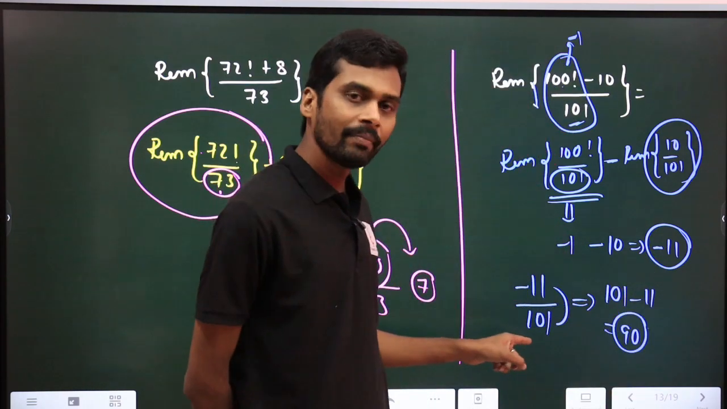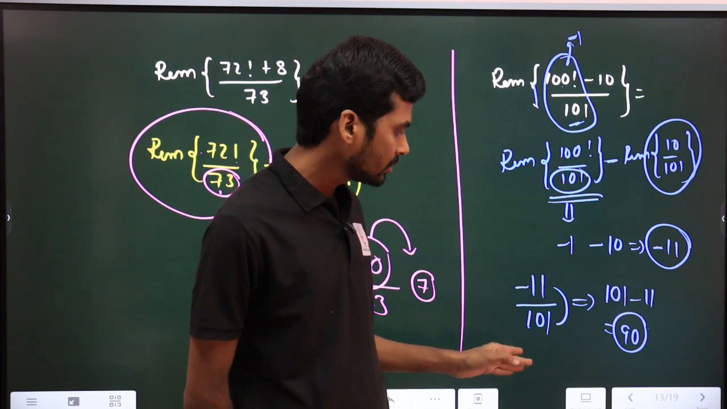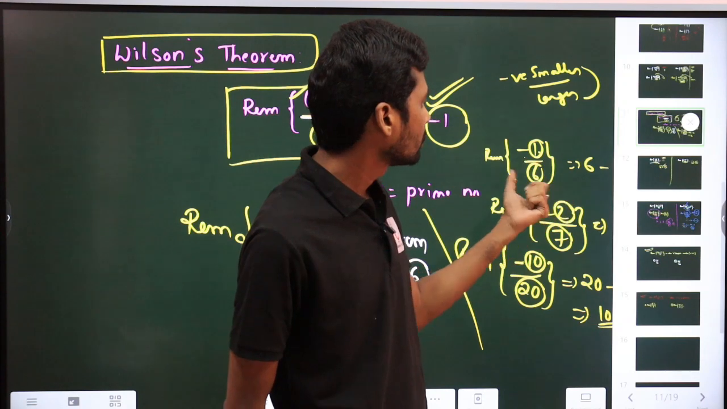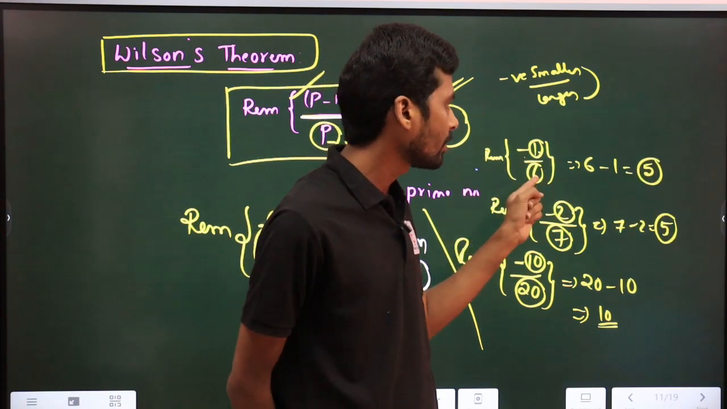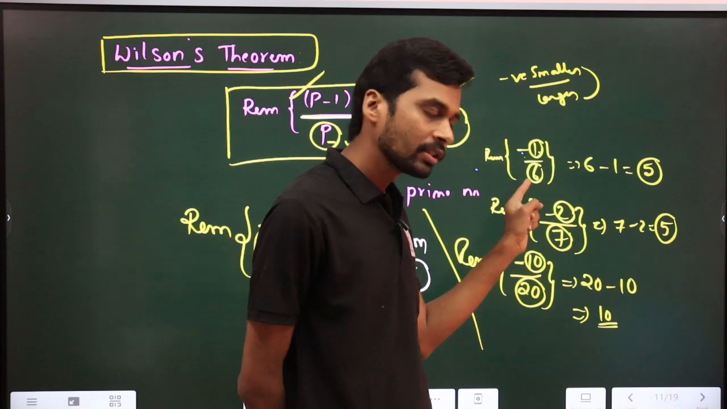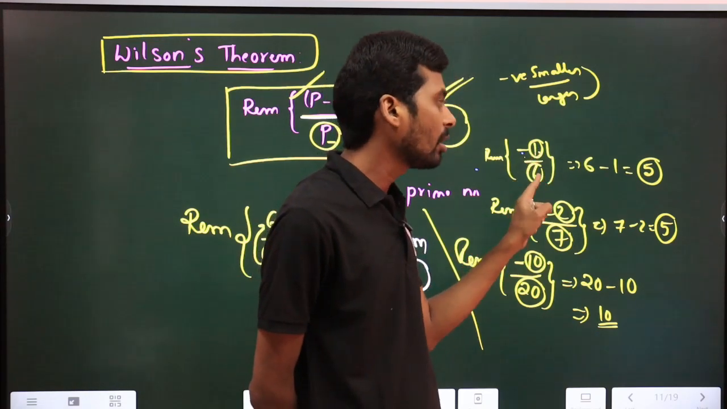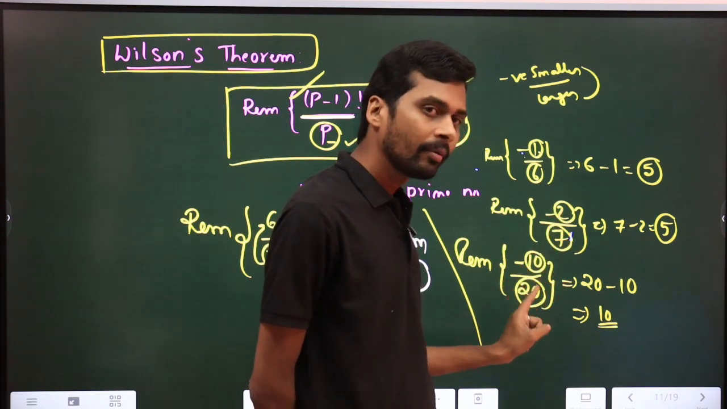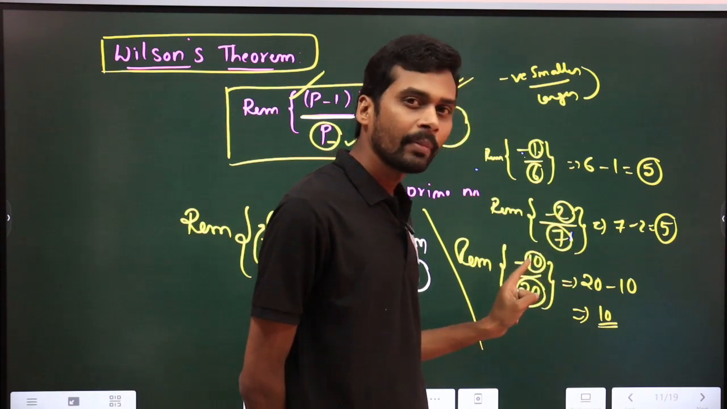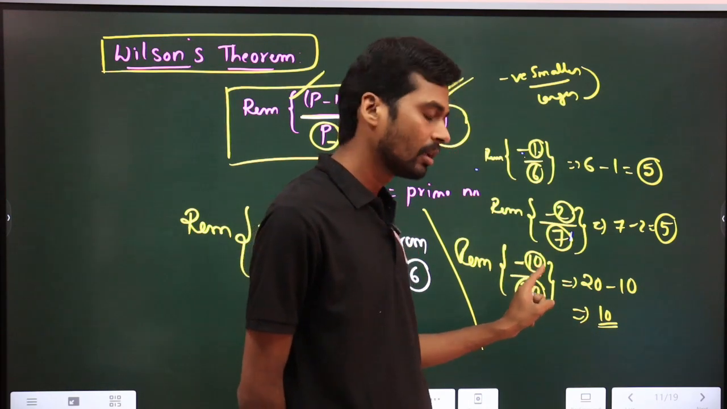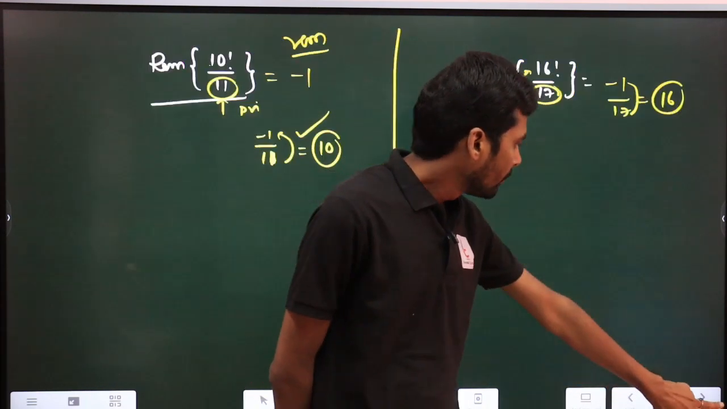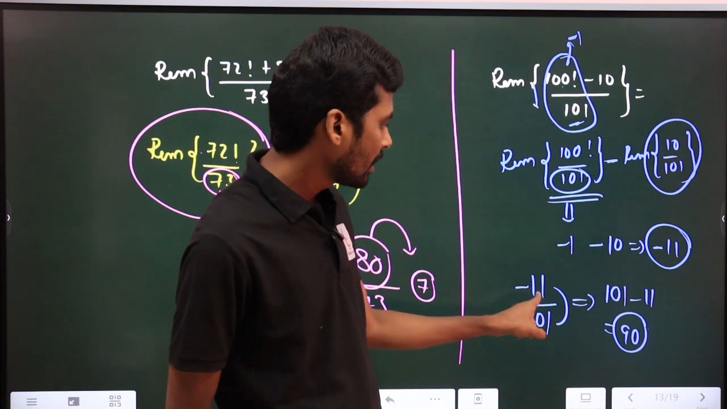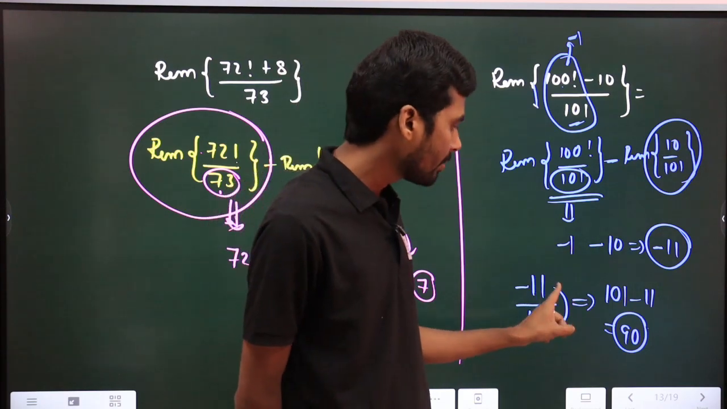Okay, minus 11 by 101. We know the rule for negative remainders. The remainder of minus 1 by 6, a negative value by a positive value, a smaller value by a larger value, means that directly you can take 6 minus 1, or directly 7 minus 2. For a negative smaller number by a larger number, it is the larger number minus the smaller number. So here we have minus 11 by 101, so 101 minus 11 is your answer.